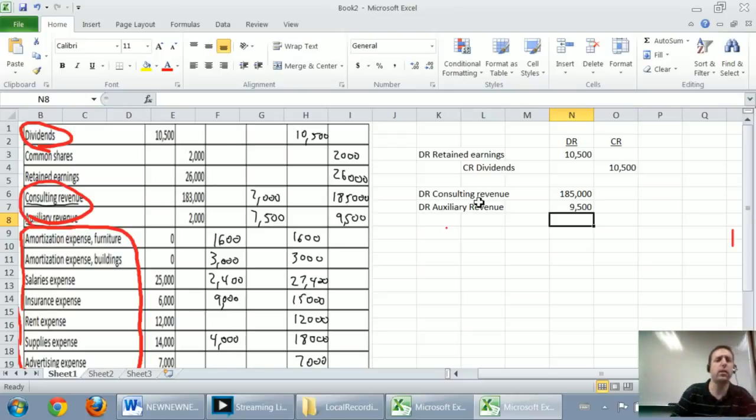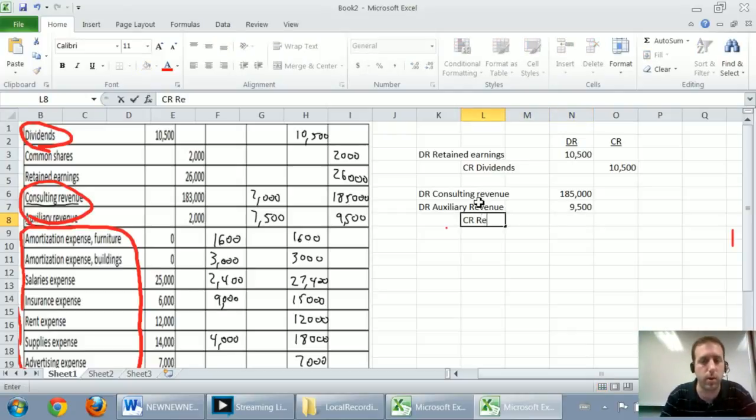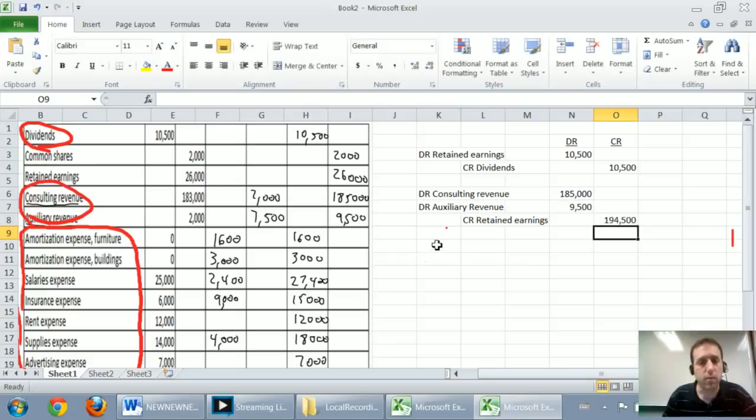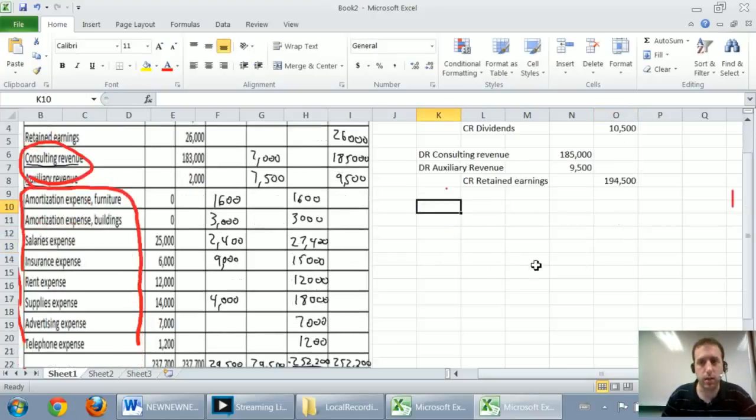I sometimes like to do my expenses all at once. You might have an instructor that likes to use something called an income summary account. I'm telling you, it's not necessary though. If you want to simplify your life, you just close to retained earnings at this point. So I'm going to credit my retained earnings by 185,000 and 9,500. Just let Excel add them for me: 194,500.